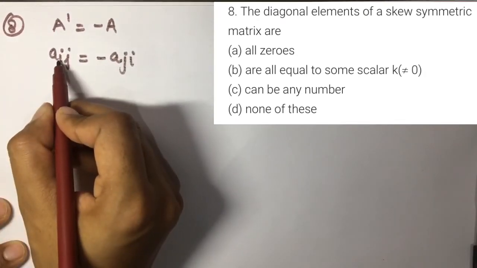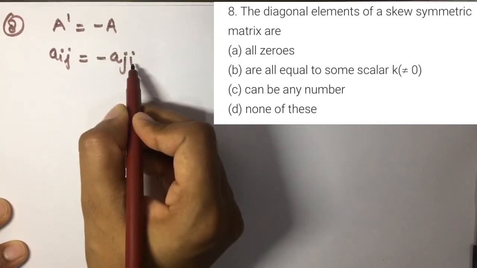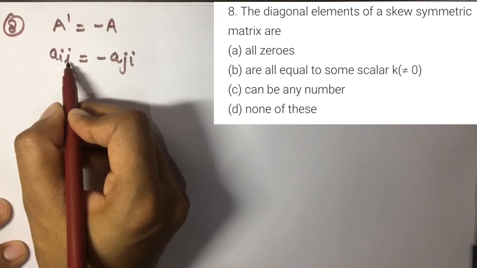That means row converted into the column and column converted into the row. Here i represents the number of row and j represents the number of column.